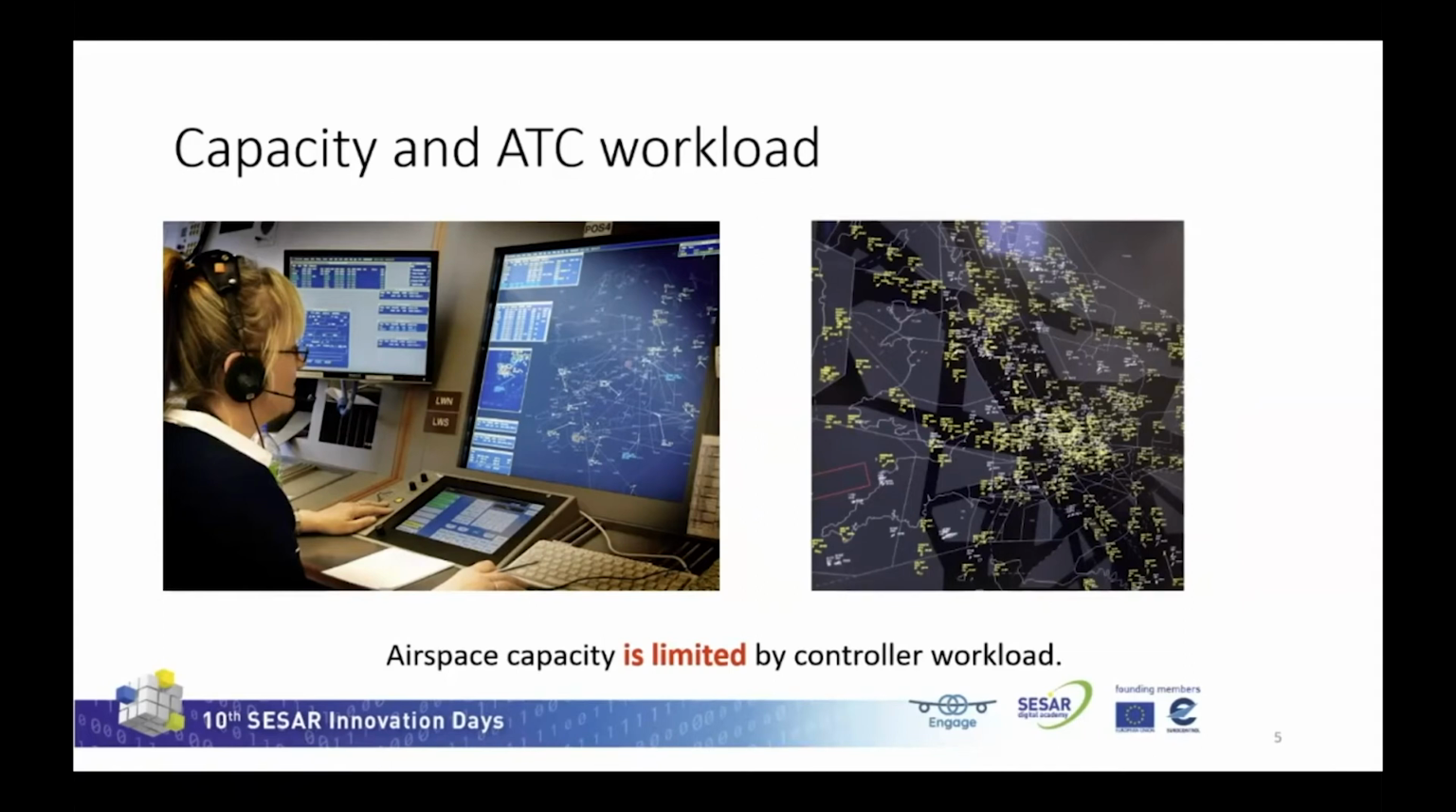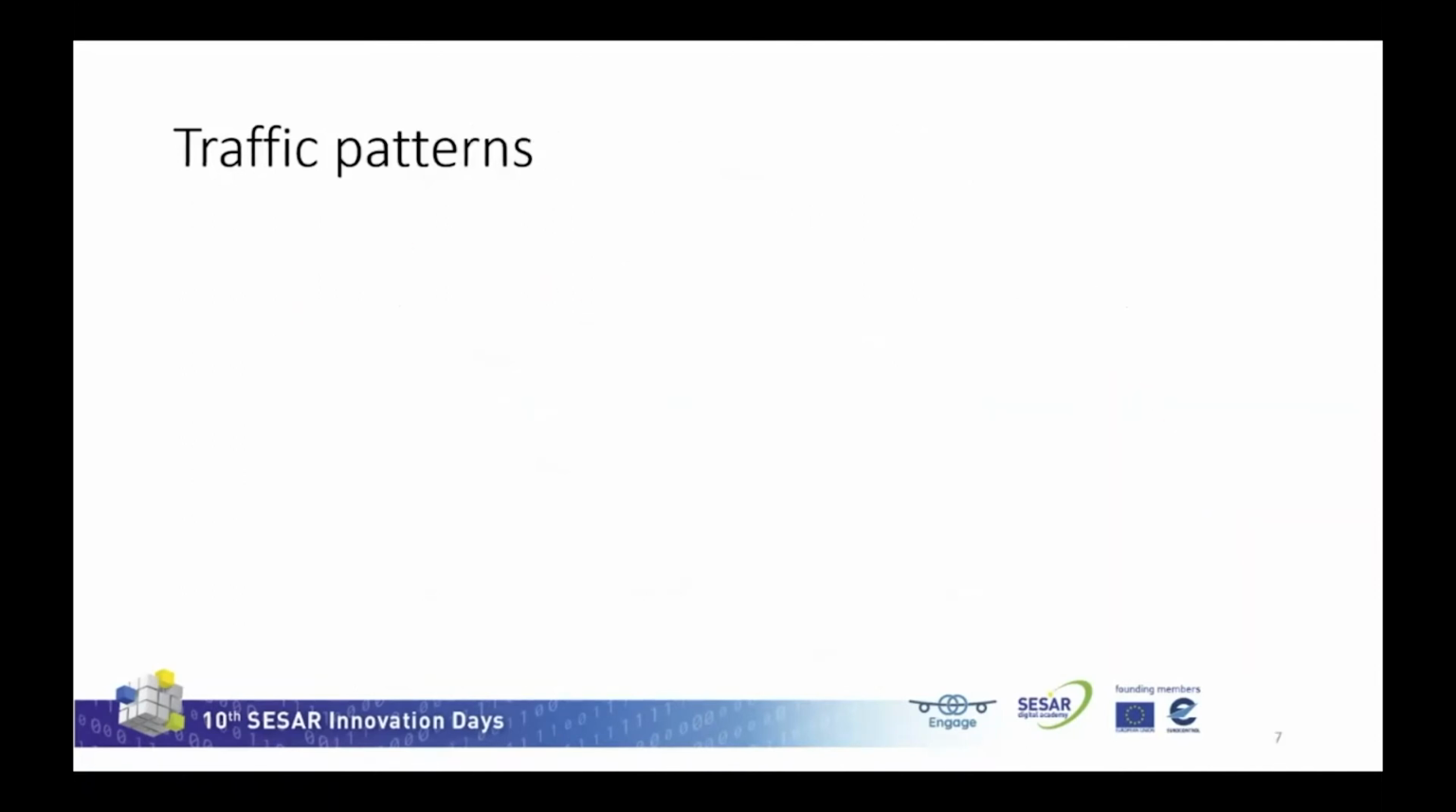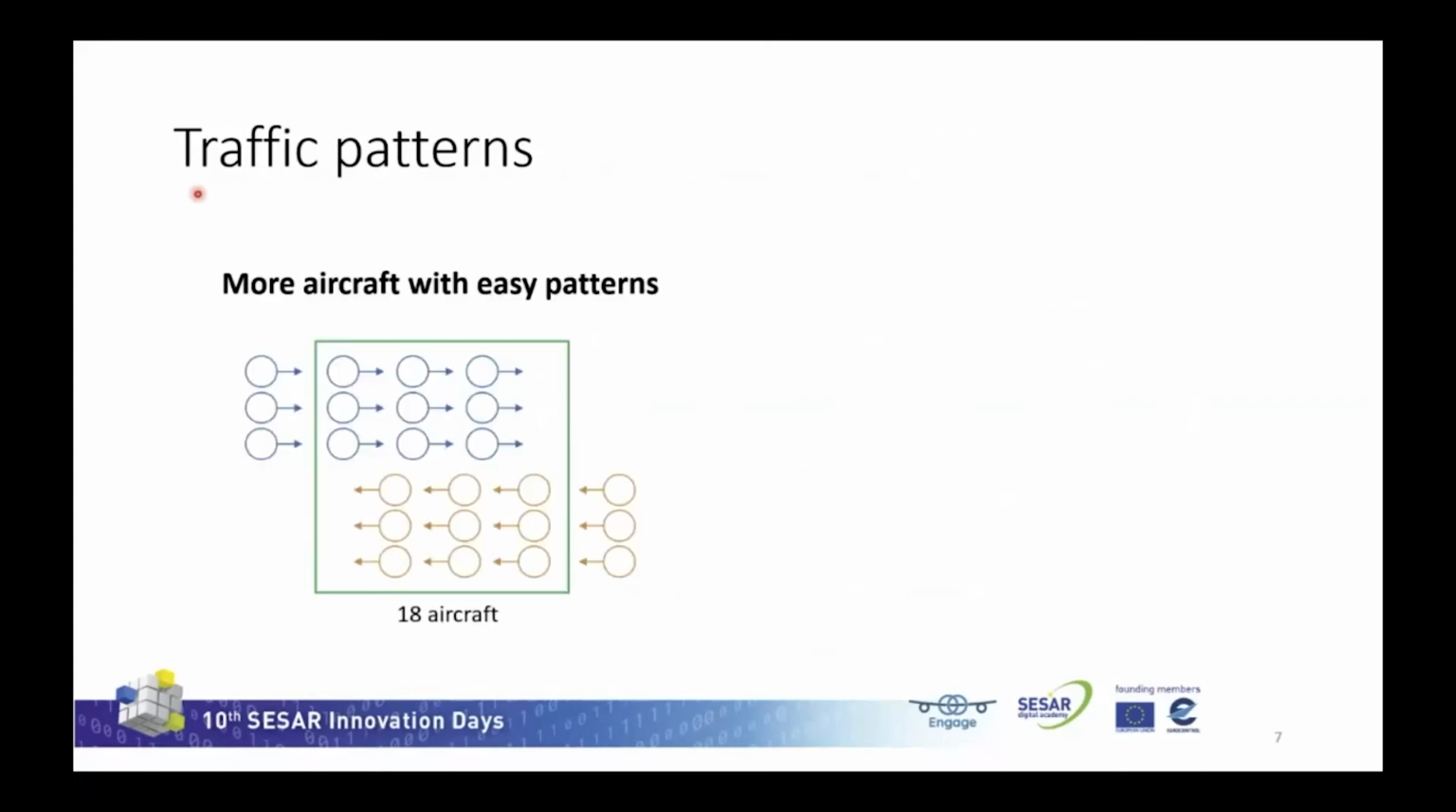After this slide, you will see risk factors affecting the controller workload. According to research from NASA in 1995, not only the sector characteristics or configuration can increase the controller workload, but also the traffic structure or patterns is a major source factor affecting the controller workload in terms of traffic complexity. Let me show you how traffic patterns affect the capacity with two comparative situations in the same sector.